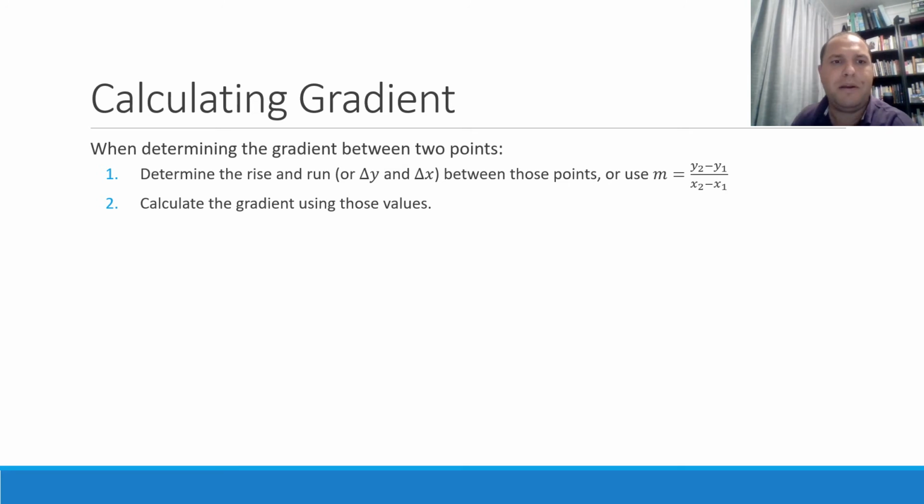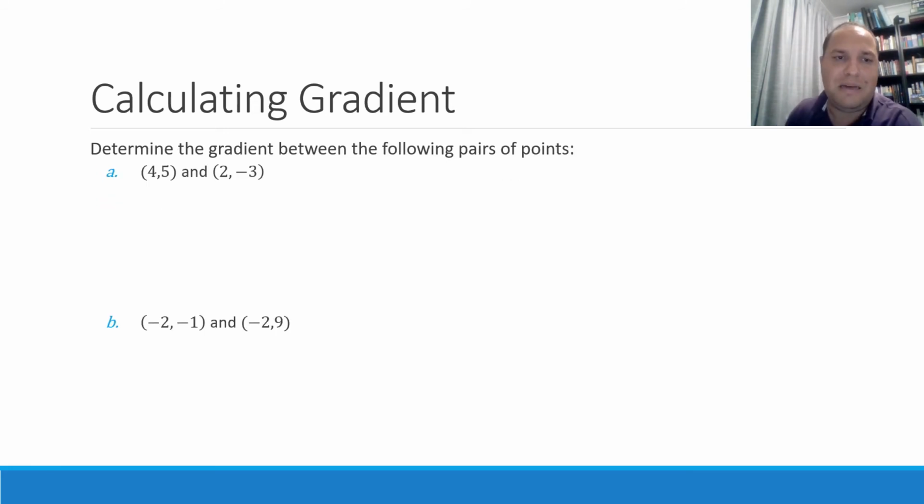All right, when determining the gradient between 2 points, we can still use our same formula of rise over run, or change in y and change in x. But this second formula will actually be a little bit easier to use. When we're considering a gradient between 2 points as well, we can just go straight to an answer. So for example, determine the gradient between the following pairs of points. Now, the first way we can do it is if we want to think about our changes.